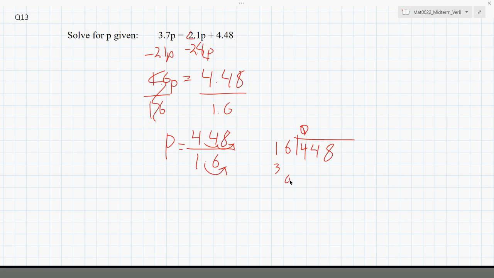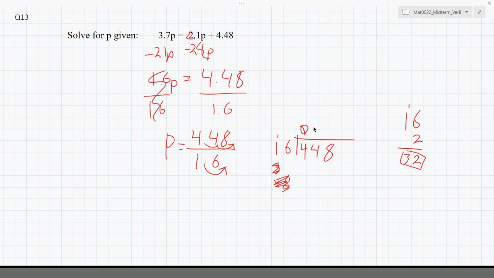3 times 6 is going to be 18, so we're going to put an 8 down, carry the 1. 3 times 1 is 3, plus 1 is 4, so 48, so that still won't work. So we know that 3 won't work either, so we'll do 16 times 2. 6 times 2 gives us 12, so put down 2, carry the 1. 2 times 1 is 2, plus 1 is 3, so 32.